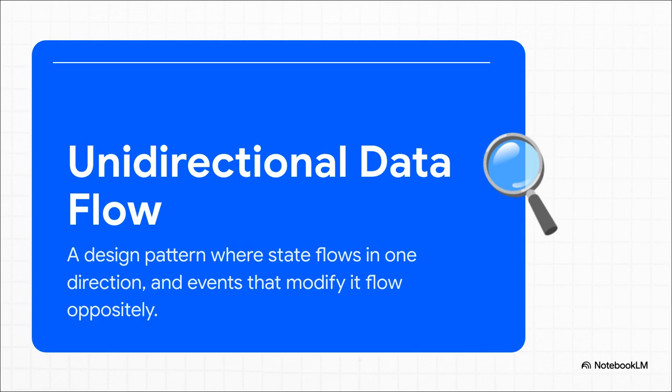Now, it sounds kind of fancy, but the idea is incredibly simple and powerful. Data, or what we call state, only ever flows in one direction, down, from the brains of the app to the screen. And user actions, or events, only ever flow in the opposite direction, up, from the screen to the brains. It's like a one-way street system for your app's information. Let me show you how it works.